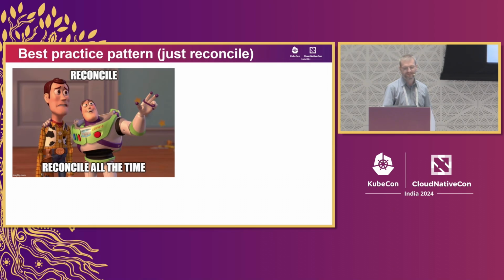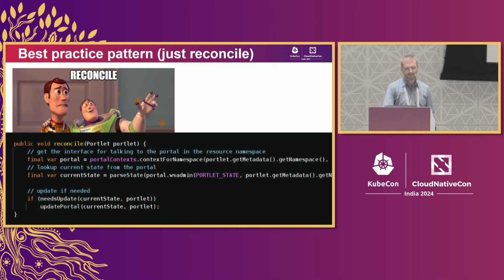So when you construct a controller now, what is the best practice? It is just to reconcile. Every time there's a change, you reconcile, you read the complete state, and you decide what things have to be done. Here's some code from our deployment controller. We read the state in the portal, which is one of the things that takes time, and we check if it needs an update, and if it does, we push the update out to the portal.